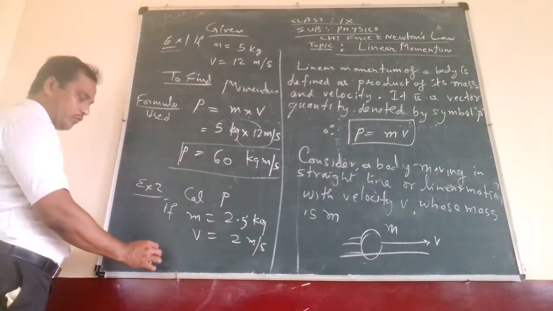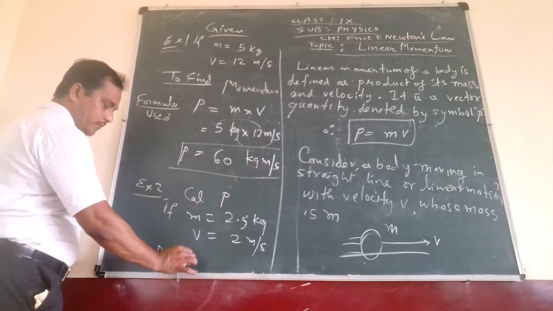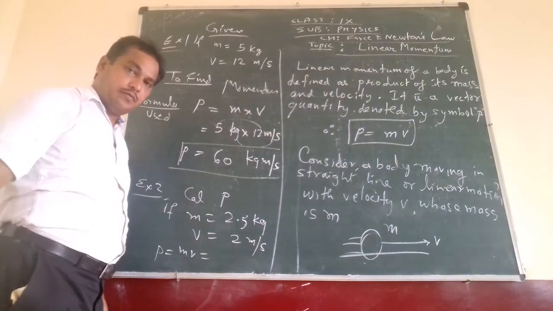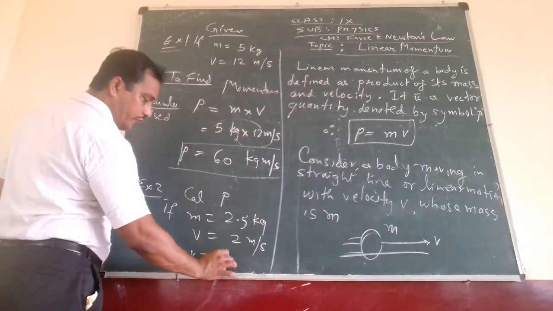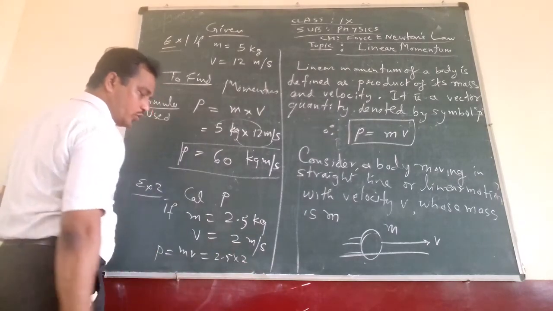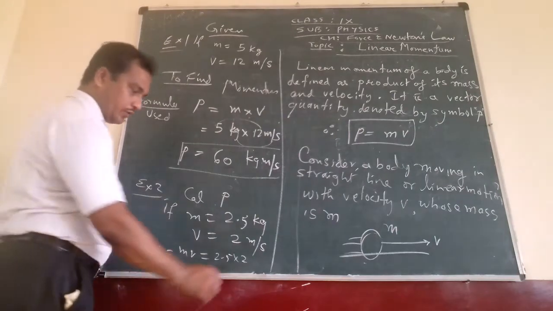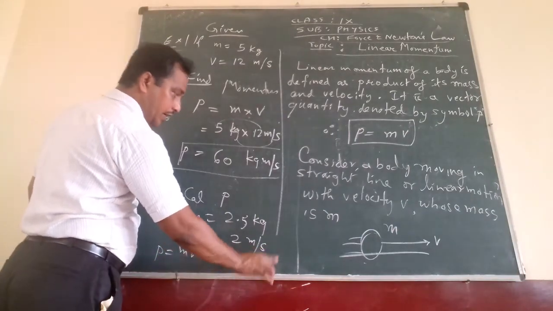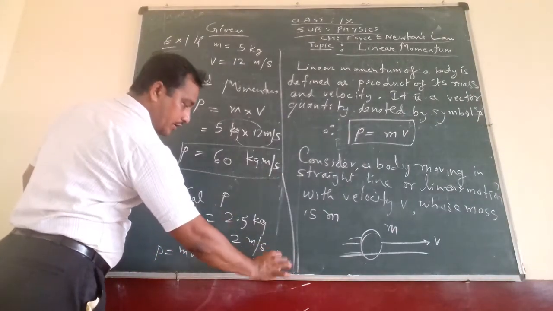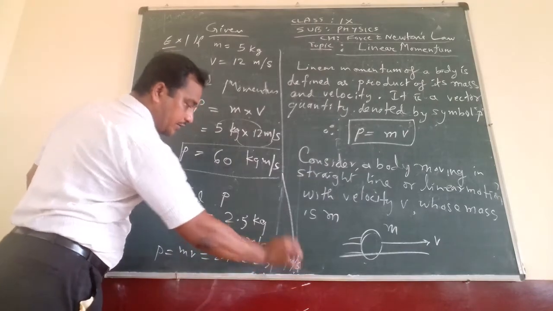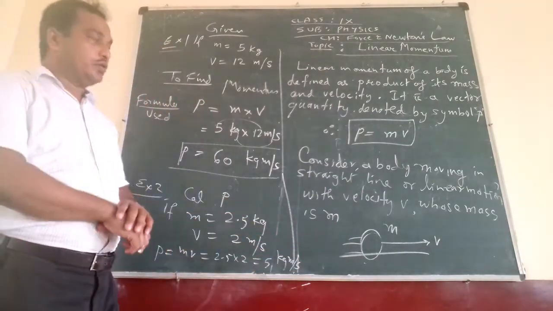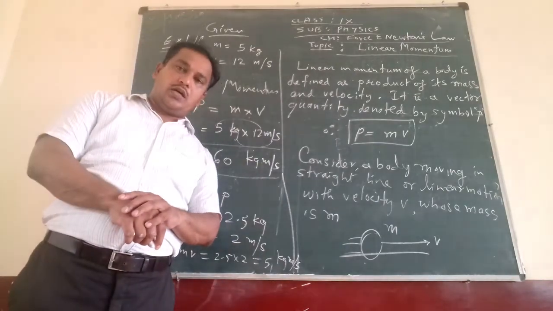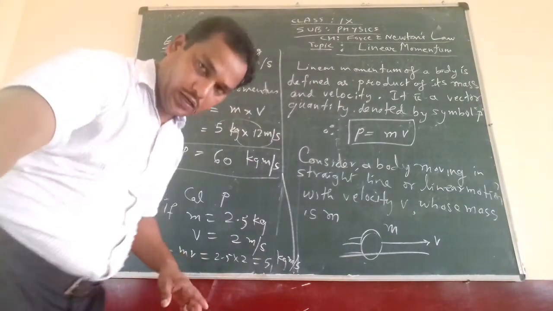By using the same formula, P is equal to mv, mass into velocity, you will get 2.5 multiplied by 2, that is equal to 5, and the unit will be kg meter per second. Hope it is clear to you. Revise it, all of you, and solve the numericals based on this, and you should be able to calculate numericals. Okay.